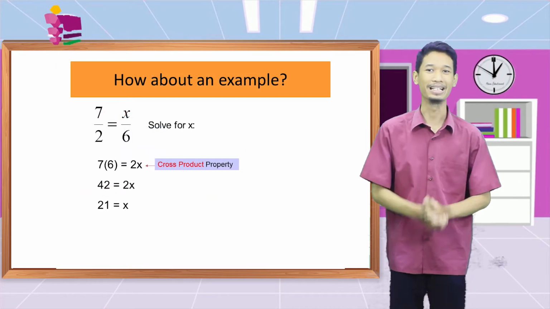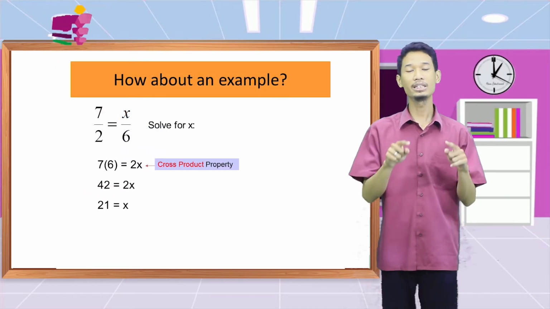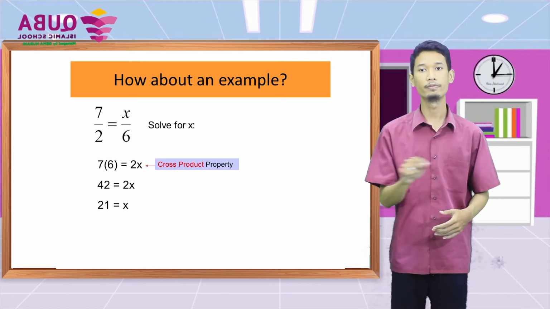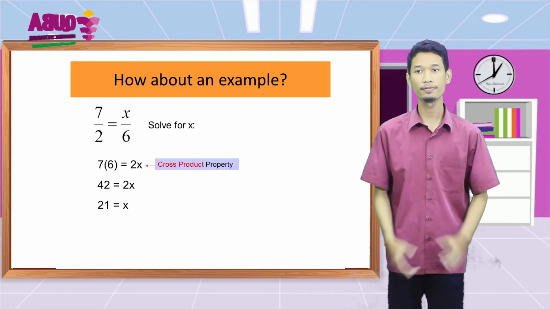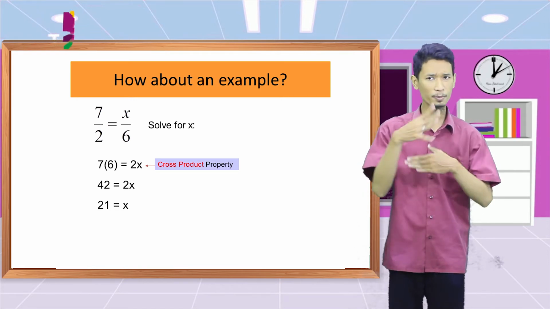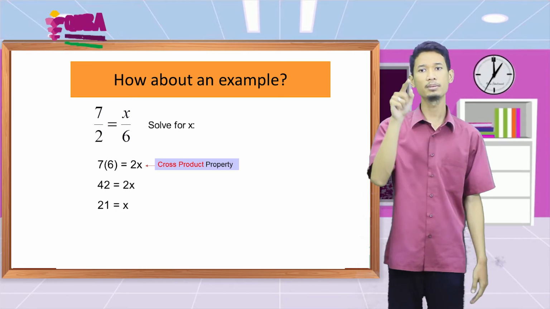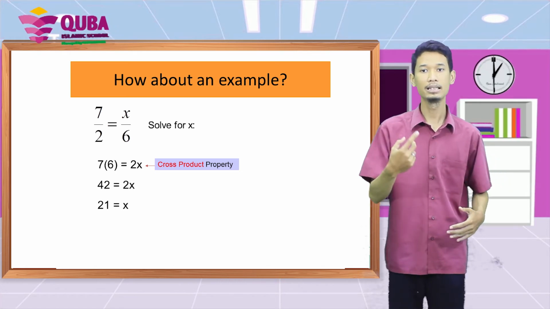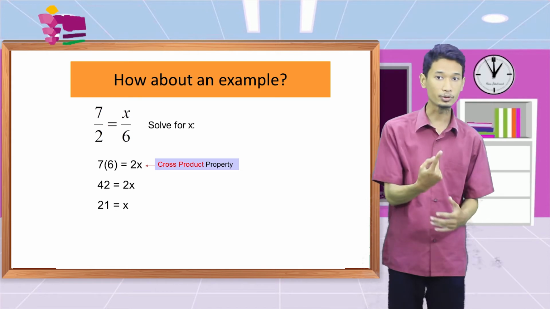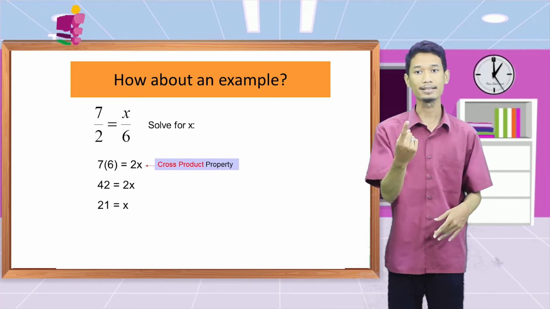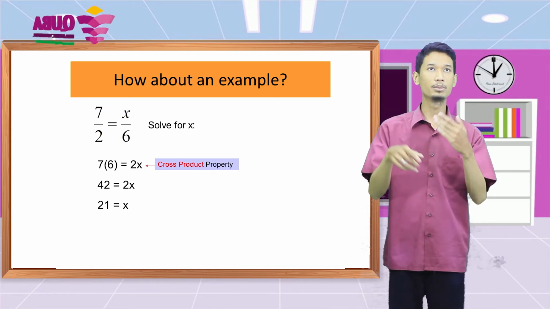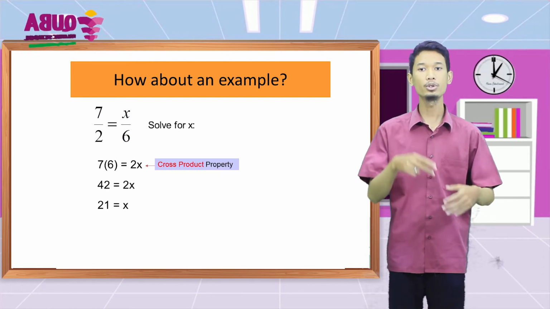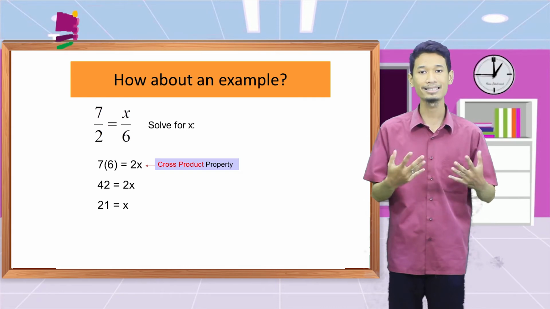How about an example? First, 7 over 2 equals x over 6. Solve for x. We can use the cross product property. 7 multiplied by 6 equals 2x. And then 7 multiplied by 6 is 42, equals 2x. So we can divide 42 by 2 equals 21. So x is 21.